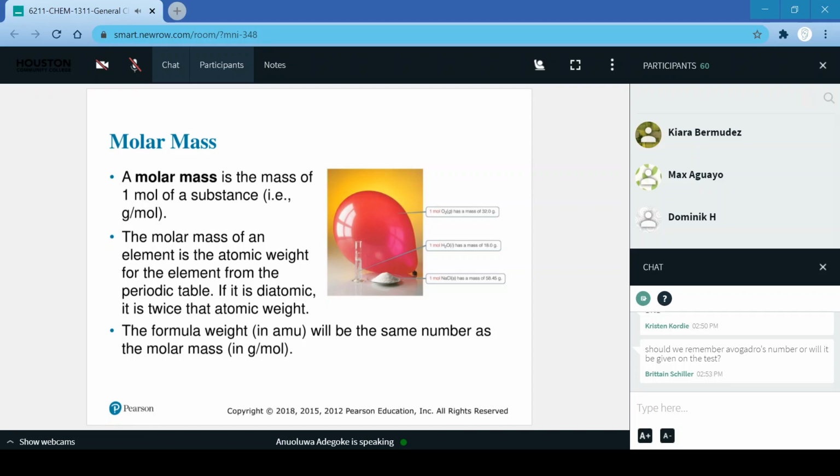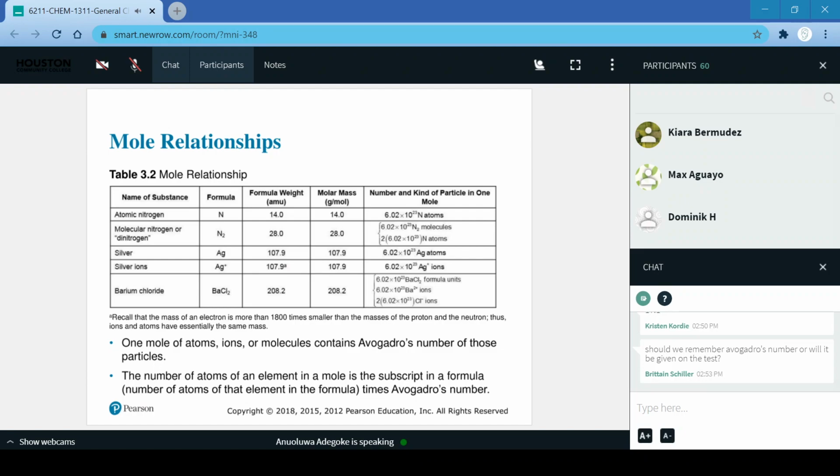Now, a molar mass is the mass of 1 mole of a substance. Basically, the molar mass of an element is the atomic weight of the element from the periodic table. So if it's diatomic, it's twice. The formula weight in AMU would be the same number as the molar mass in grams per mole. For example, the formula weight of one molecule of water is 18.0 AMU. The molar mass of 1 mole of water will be 18.0 grams per mole. Whenever you see grams per mole, this is the unit for molar mass. So you've got to remember that grams per mole is the unit for molar mass.